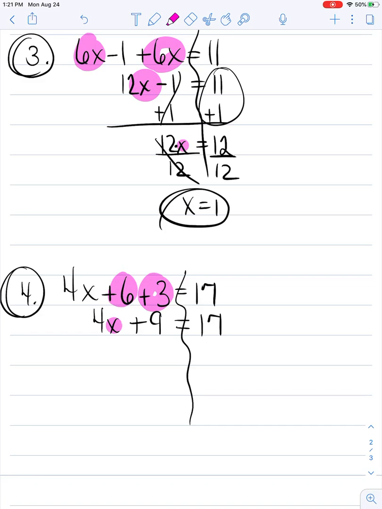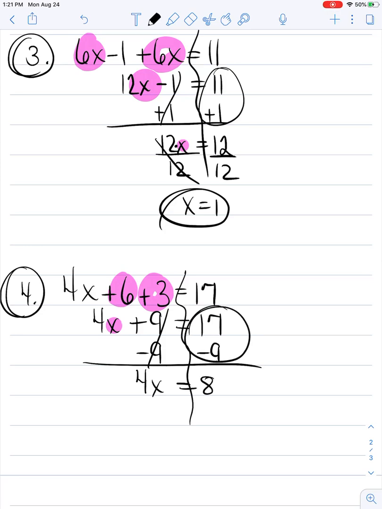I still have stuff hanging on to my letter. So first I'm going to subtract 9 from both sides. We're using inverse operations here. So 4 times x equals, and 17 take away 9 is 8. My new problem is 4 times x equals 8. So to get rid of that or isolate the x, the opposite of times 4 is to divide both sides by 4. So x equals 2.